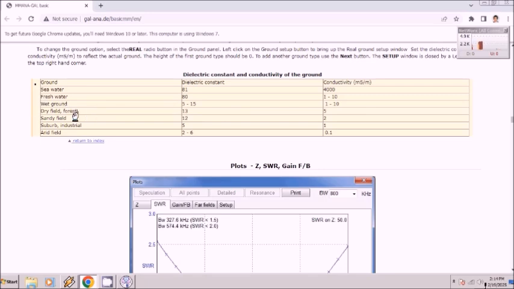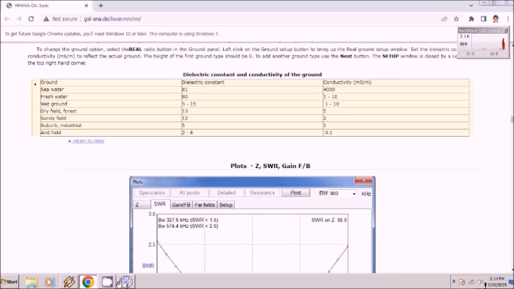if you're going to place your antenna surrounded by forest. Sandy field, if you're going to install your antenna at the beach. Suburb, industrial, arid field. For example, we are going to place the antenna on ground which is surrounded by forest, so the dielectric constant is 13 and the conductivity is 5.